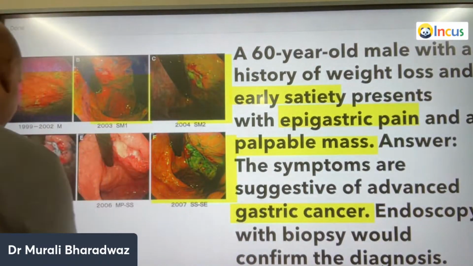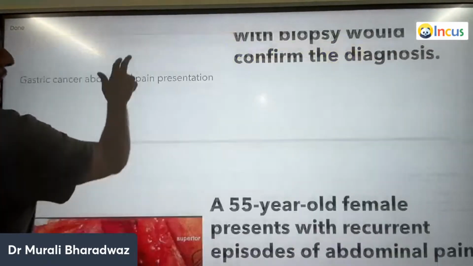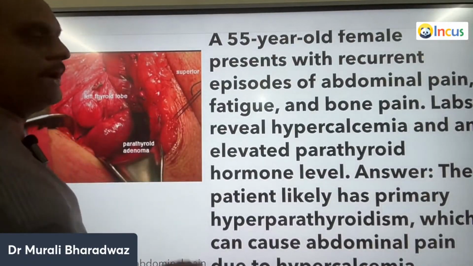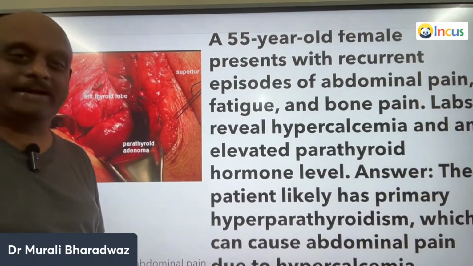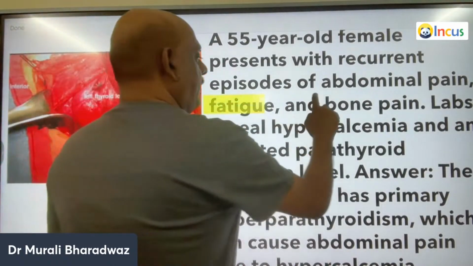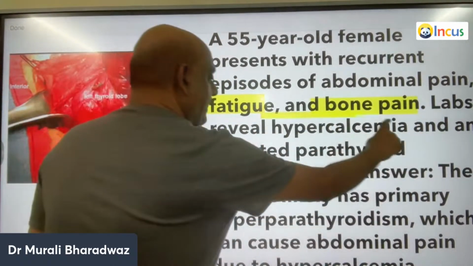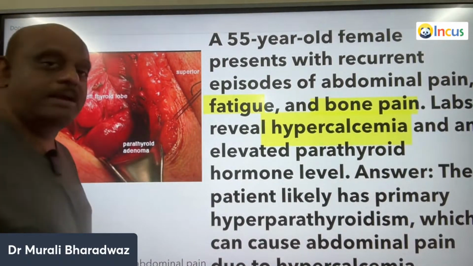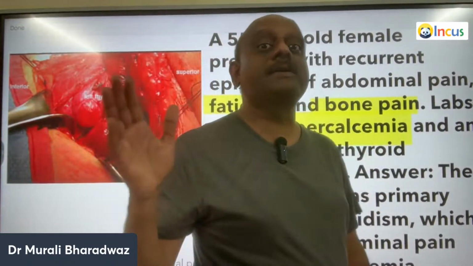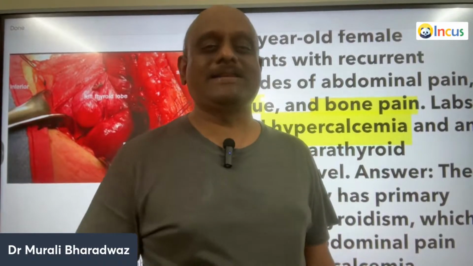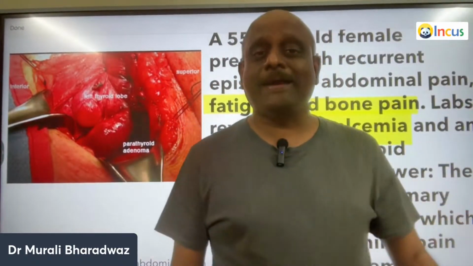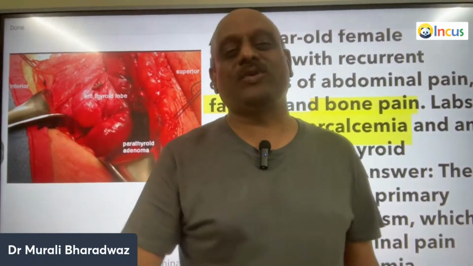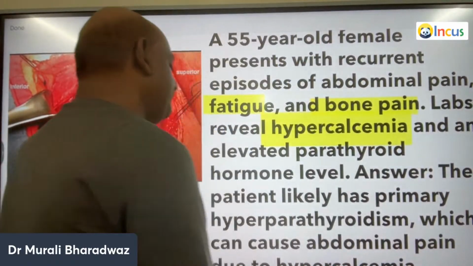So now, doctor, a 55-year-old female has recurrent episodes of abdominal pain. There is also fatigue, there is bone pain, there is hypercalcemia, elevated parathormone level. Always remember, hyperparathyroidism is equal to hypercalcemia. Hypoparathyroidism is equal to hypocalcemia, which is what you have to remember.